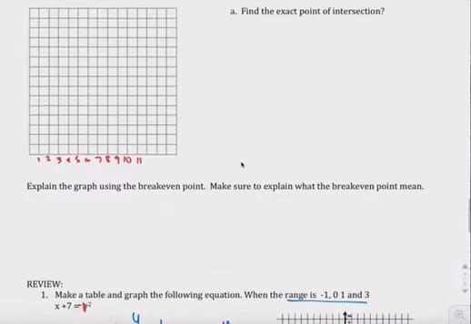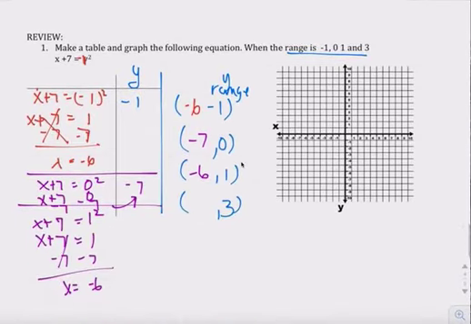I think everyone knows how to explain this. And then I did the review here. Here you start. You understand this one, right? Where you start with the range. Given the range, then you solve for the domain.